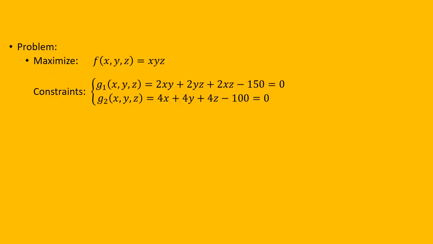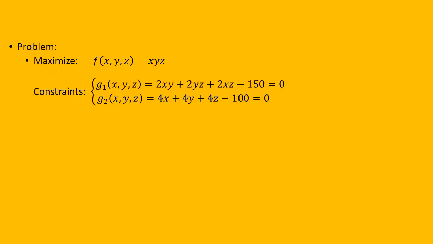For our rectangular box problem, we're trying to maximize the volume f of x, y, z equals x times y times z, and we have two constraints. One on the surface area of the box, and we'll write that as 2xy plus 2yz plus 2xz minus 150 equals 0, and call this function right here of x, y, and z g1 of x, y, z. Similarly, the other constraint on the sum of the edges we can write as g2 of those coordinates is 4x plus 4y plus 4z minus 100 equals 0.